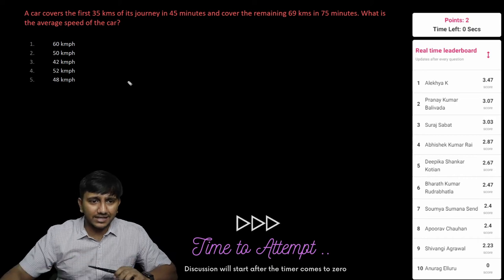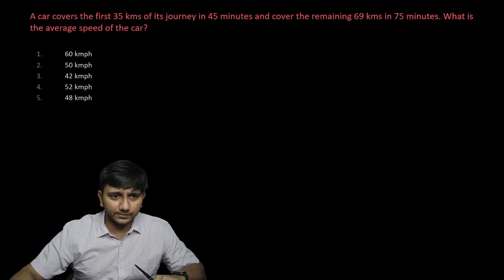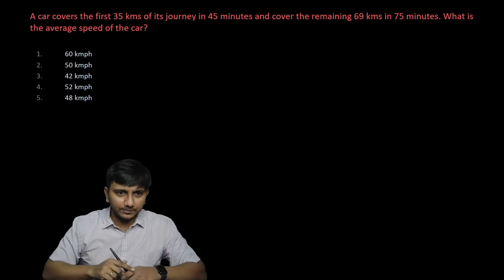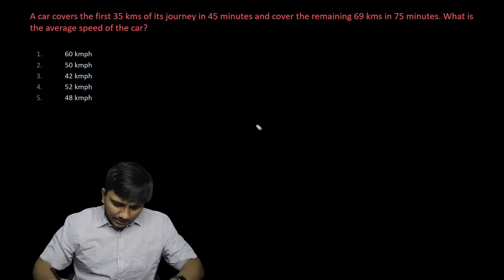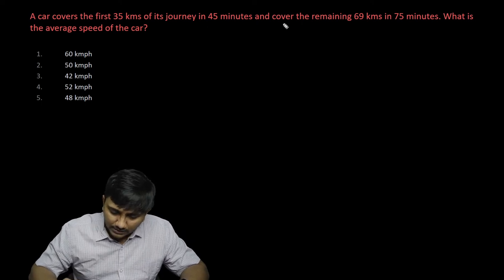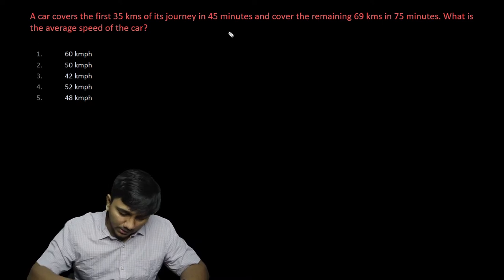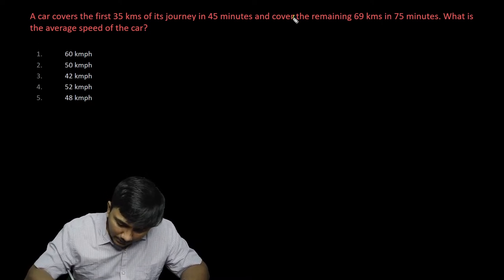Okay, let's get rid of the leaderboard before we can go to the question. Thanks for reminding me, guys. Okay, let's try to solve this one. A car covers the first 35 kilometers of its journey in 45 minutes and covers the remaining 69 kilometers in 75 minutes. What is the average speed of the car?